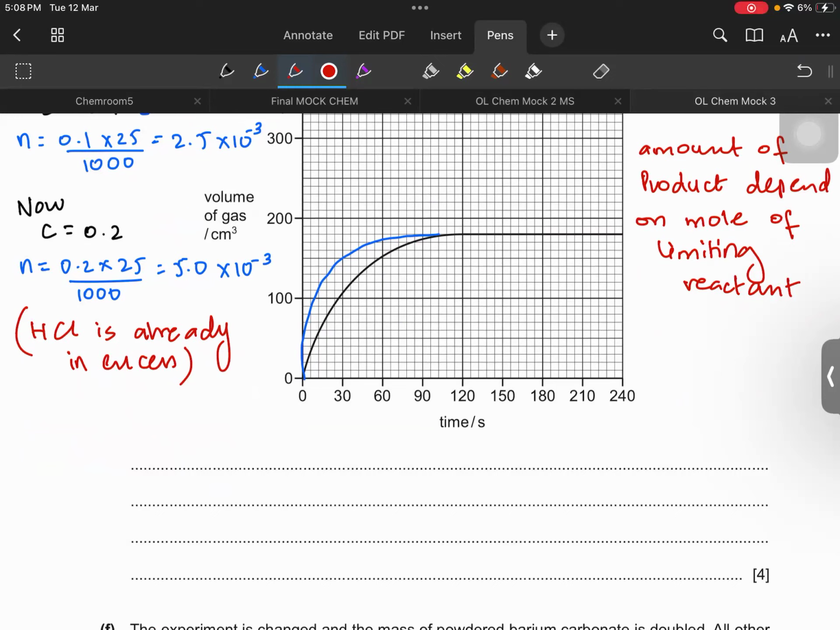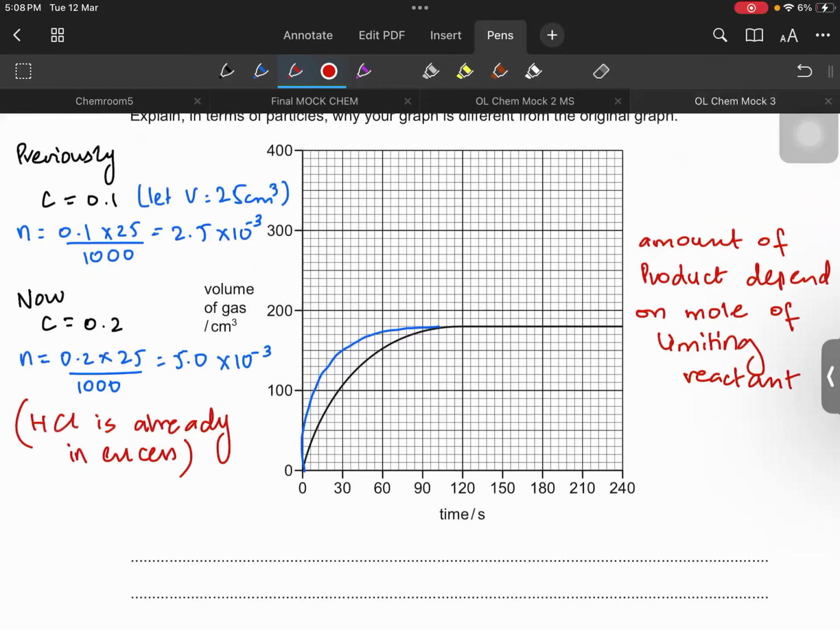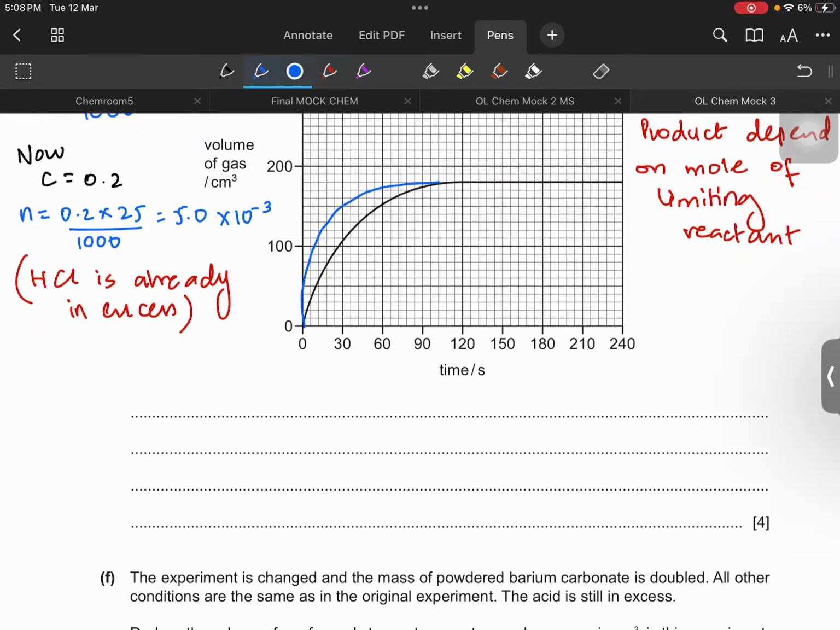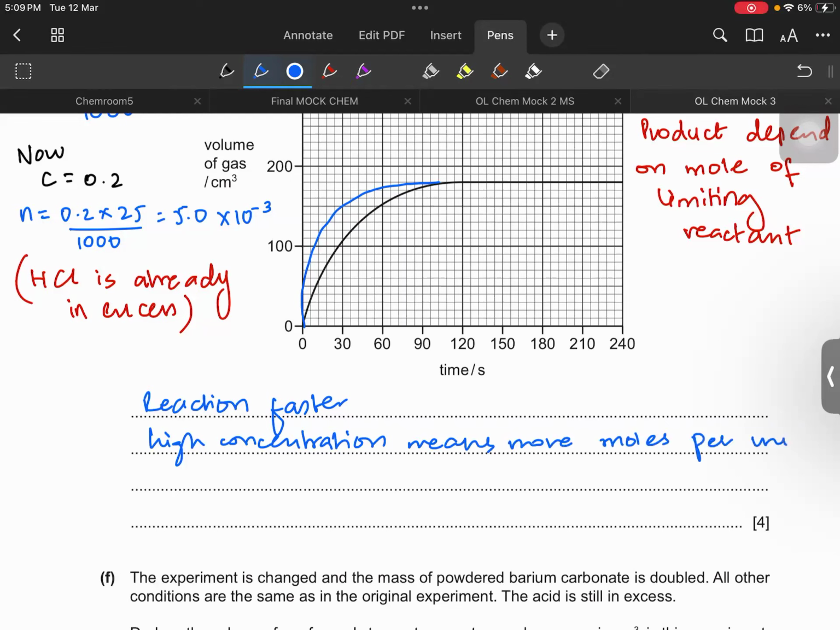My question is, explain this graph. Explain your answer, re-explain your choice. The reaction time is faster and becomes constant at a lower time compared to the original graph because an increase in concentration increases the number of moles per unit volume. So the reaction is faster, high concentration. High concentration means more moles per unit volume.